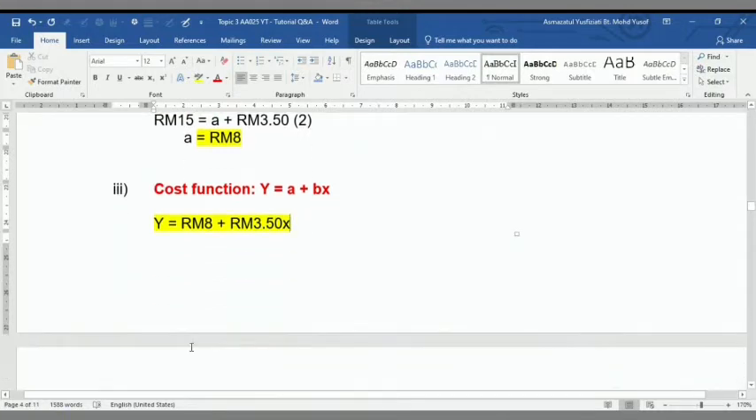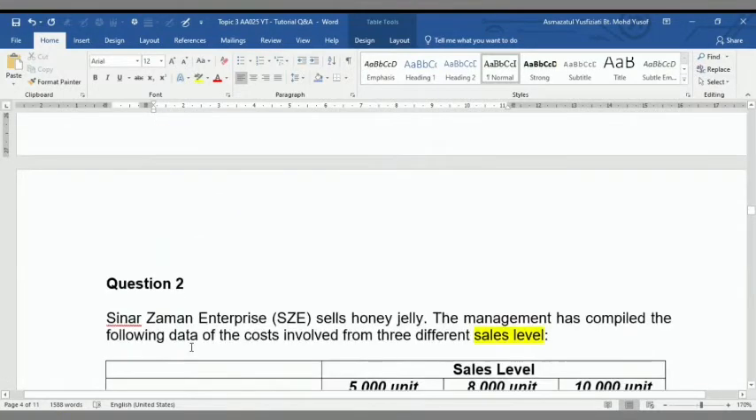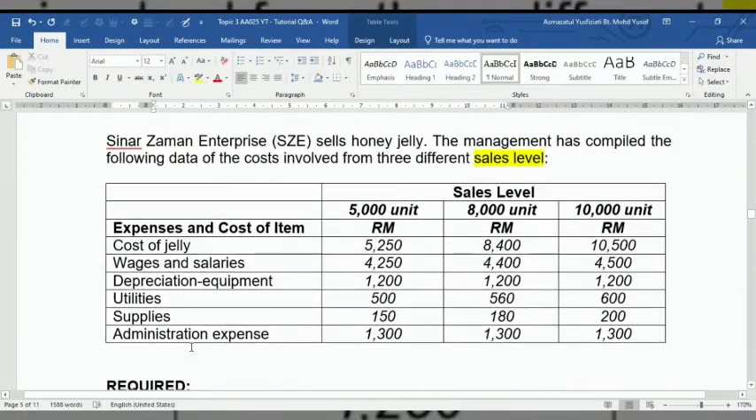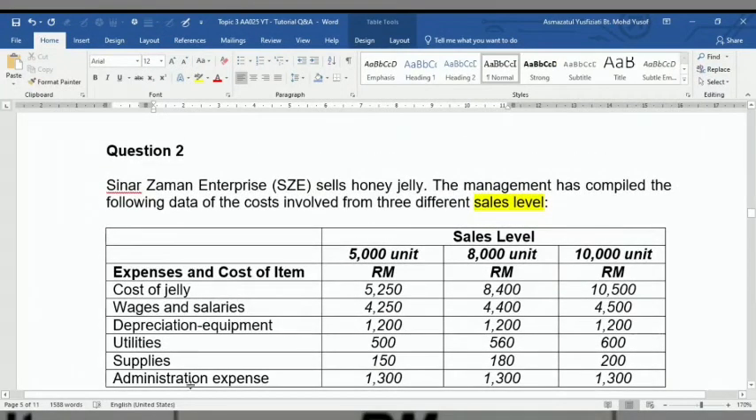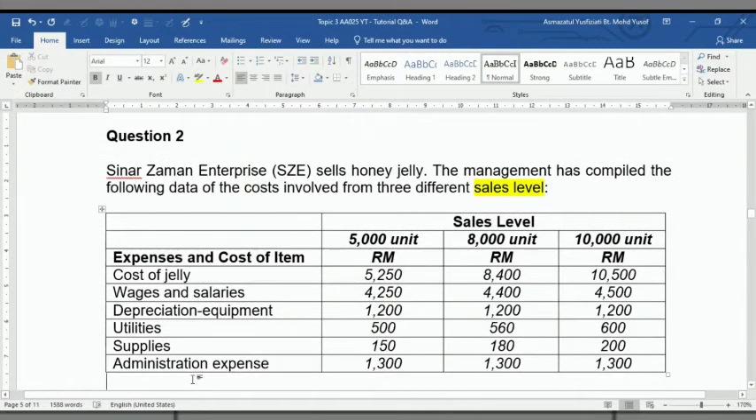Okay, so we move to question number 2. Okay, we read the question first. Sinar Zaman Enterprise, XZE, sells honey jelly. The management has compiled the following data for the costs involved from 3 different sales levels.